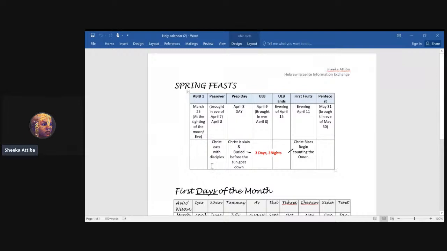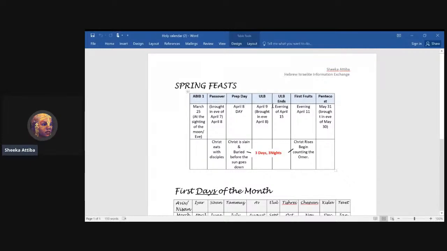Do we get 3 days and 3 nights between then and first fruits, right? And we actually do. If we count the evening of, well, going into unleavened bread, because we know on the prep day, that's when he was tried, crucified, and then buried that evening. So let's count it. The evening of April 8th, 1. The evening of April 9th, 2. The evening of April 10th, 3. That's 3 nights.